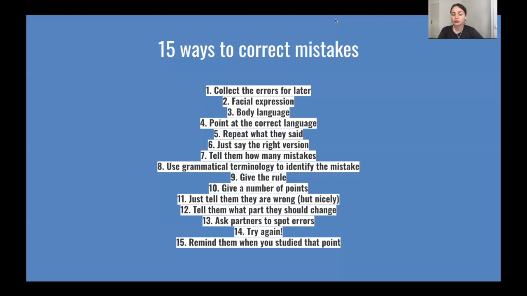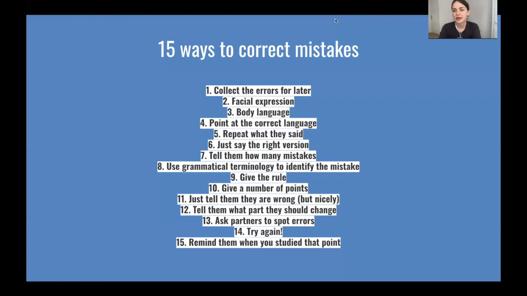Or you can also remind your student when you studied that point, that grammatical term or grammatical structure, or the word that he made a mistake in. So when your student made the mistake, you can say, remember what we talked about last lesson, or remember what we talked about a week ago? We talked about was and were. And then your student says, yeah, exactly, that's right, and corrects the mistake.